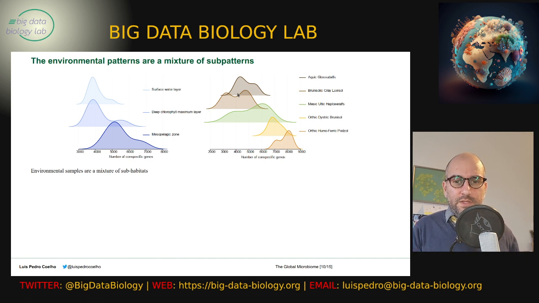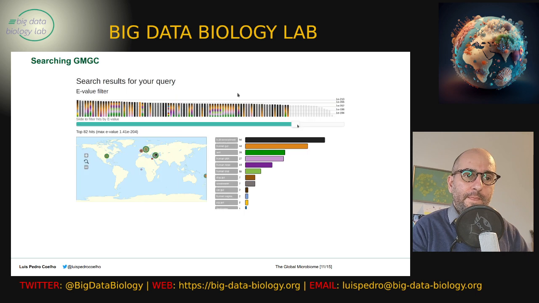So there are these signatures that even very different samples from across the world seem to share. This pattern of how many conspecific genes, so the number of unique genes per species or the number of unique genes per family, seems to be a property of the environment. We report this, it's very robust, but we don't really understand the mechanism at this point.